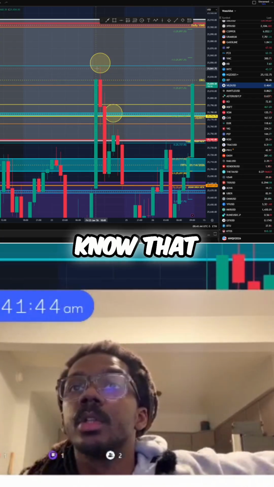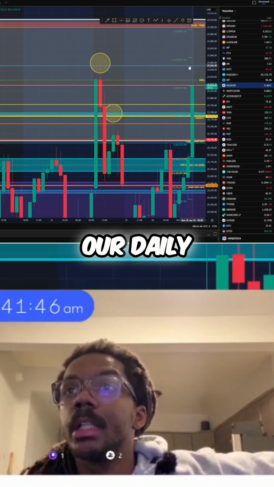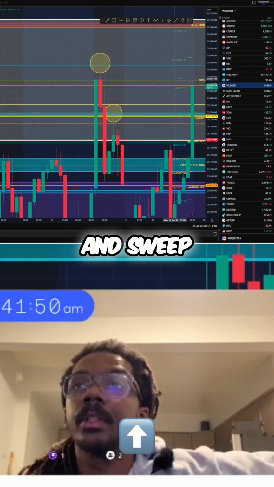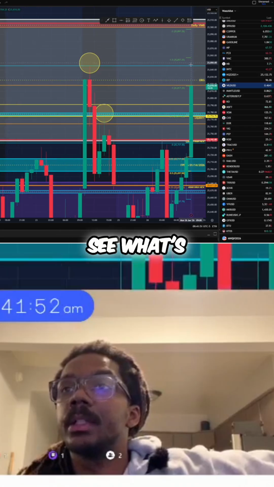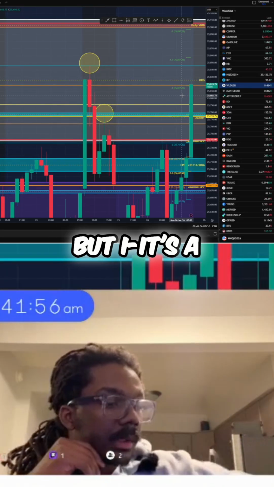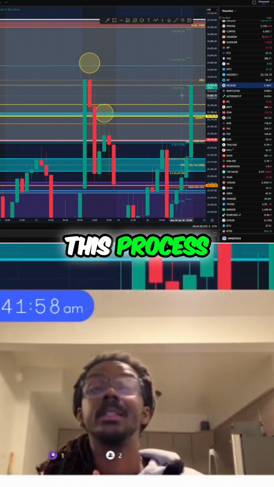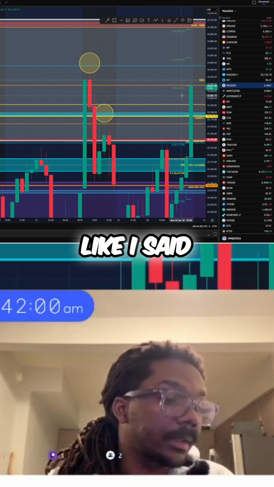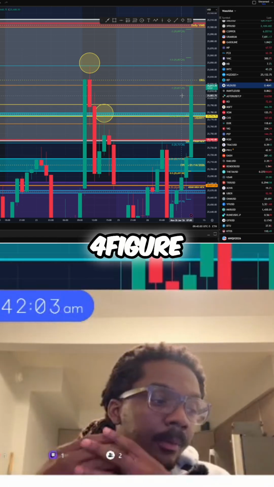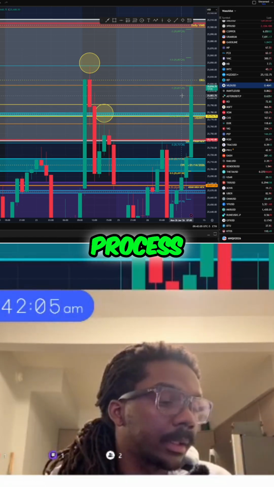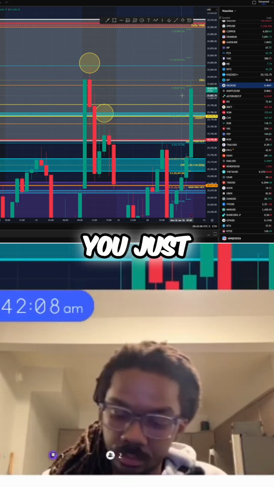And then we also know that this blue line up here is our daily high. So maybe it wants to come up here and sweep this daily high, and then we can see what's going to happen right here. But it's a process, you guys. This process works. Like I said, I got a 5-figure payout. I got 4-figure payouts with this process. It works, I'm telling you. You just have to be patient.